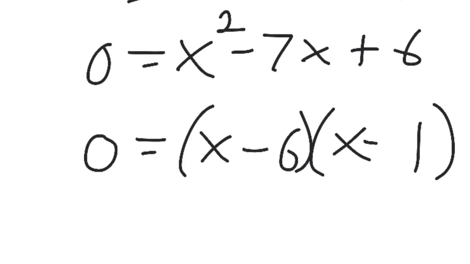So I'm thinking negative 6 and negative 1. Those multiply to be positive 6. Those add up to be negative 7. So that's the factored form.